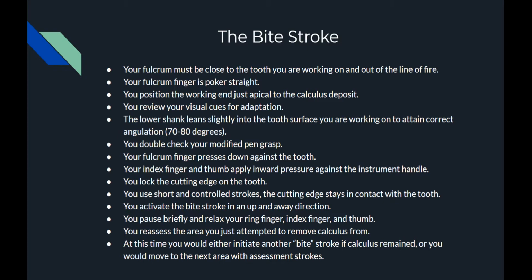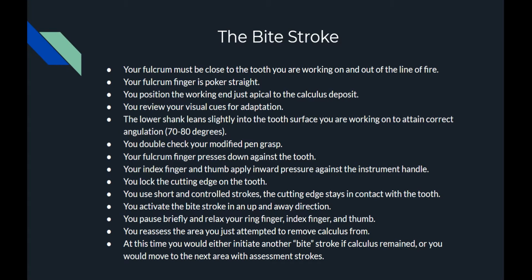Your fulcrum finger presses down against the tooth. Your index finger and thumb apply inward pressure against the instrument handle. You lock the cutting edge on the tooth. You use short and controlled strokes. The cutting edge stays in contact with the tooth. You activate the bite stroke in an up and away direction.